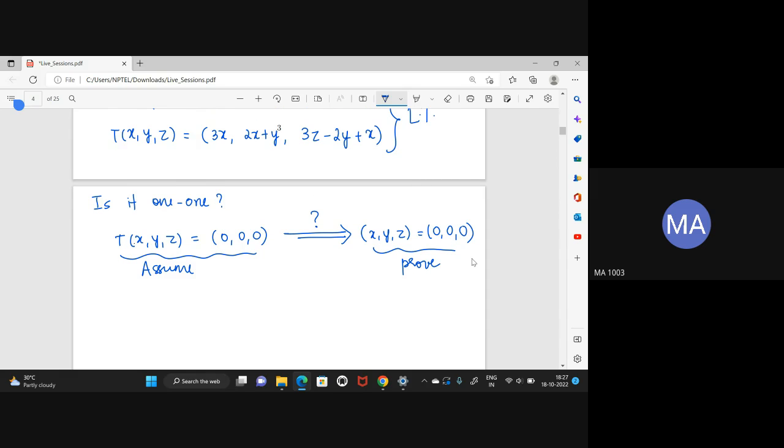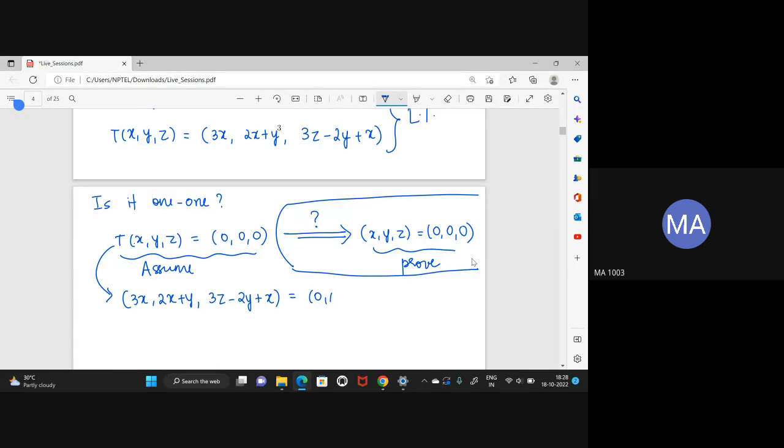So what is T of x comma y comma z? No, I want to check whether that is happening or not, so you should forget this part for now. We are just assuming T of x comma y comma z is 0, 0, 0. What is T of x comma y comma z? It is 3x comma 2x plus y comma 3z minus 2y plus x, which is equal to 0, 0, 0.